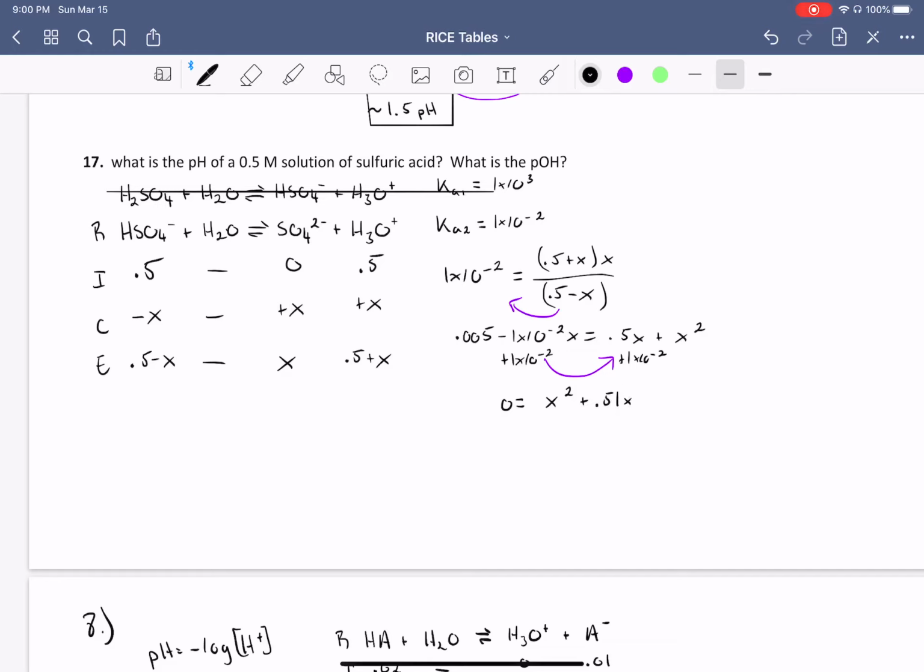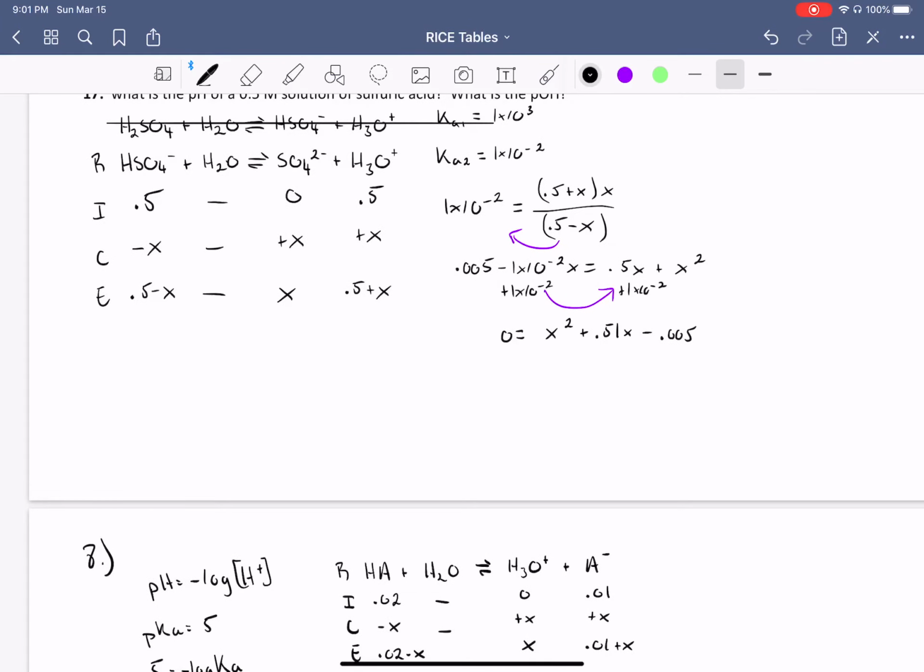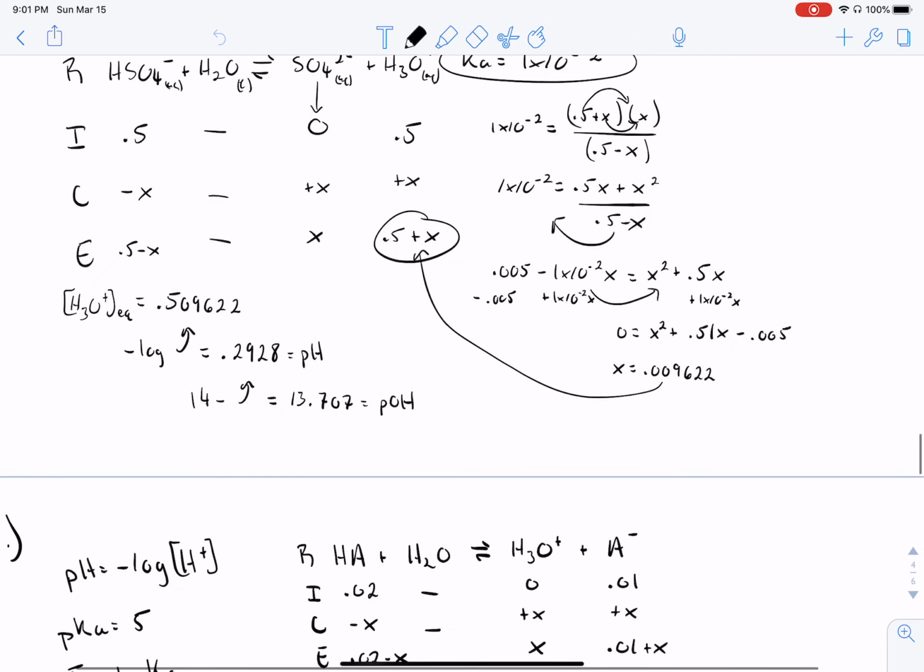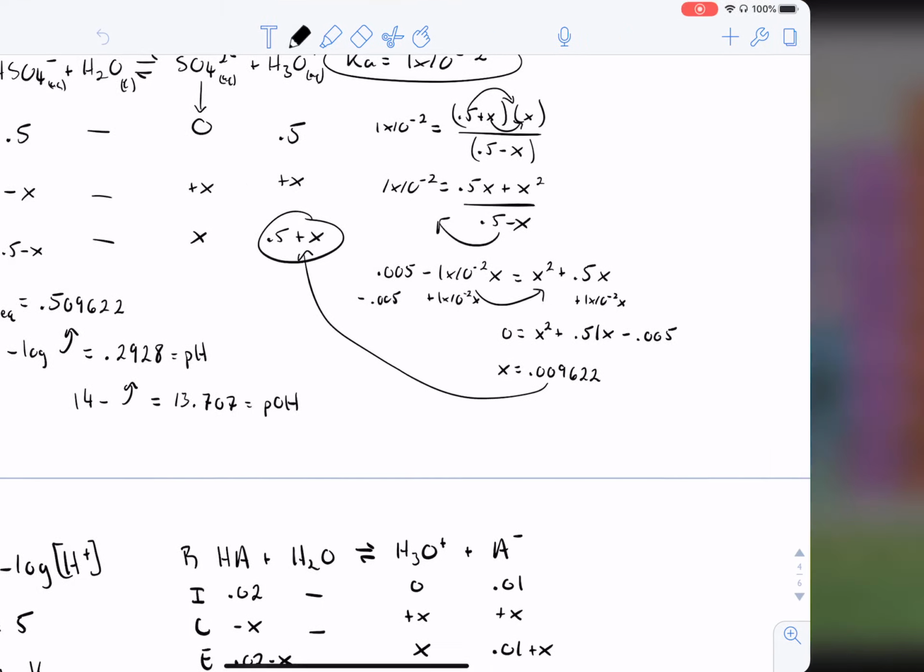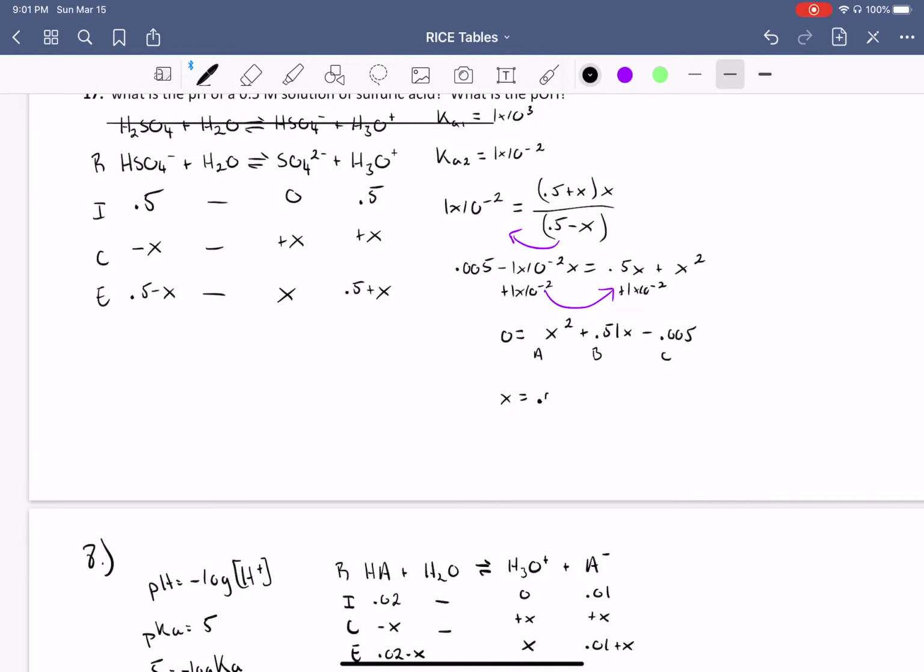0.51x, and then minus 0.005 because I just took this value and subtracted 0.005 on this side too to cancel it out. And now plug that into your quadratic formula. Be careful if you're using just a scientific calculator. But remember A, B, C, and do not forget that this is negative 0.005. And you should get x equals some weird number and then 0.009622.